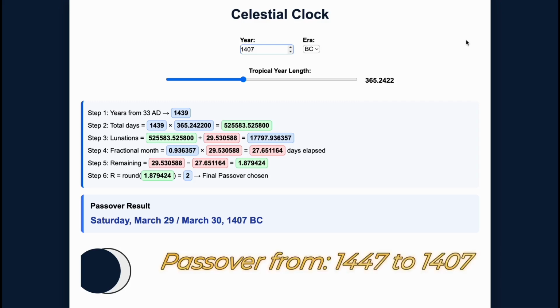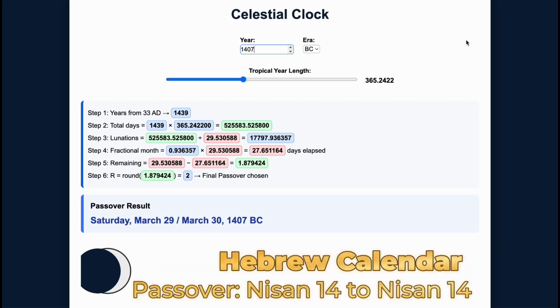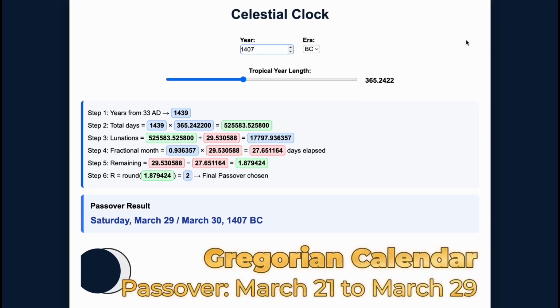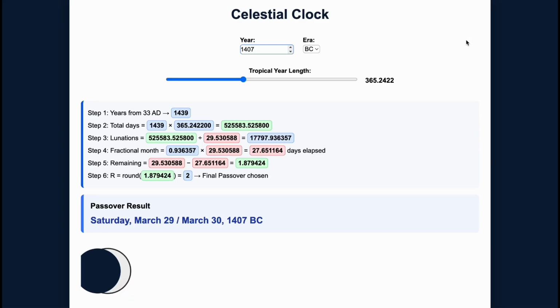That is because we're using the Gregorian calendar. In the Hebrew calendar, it would be Nisan 14 to Nisan 14. But in the Gregorian calendar, it would be March 21st to March 29th.